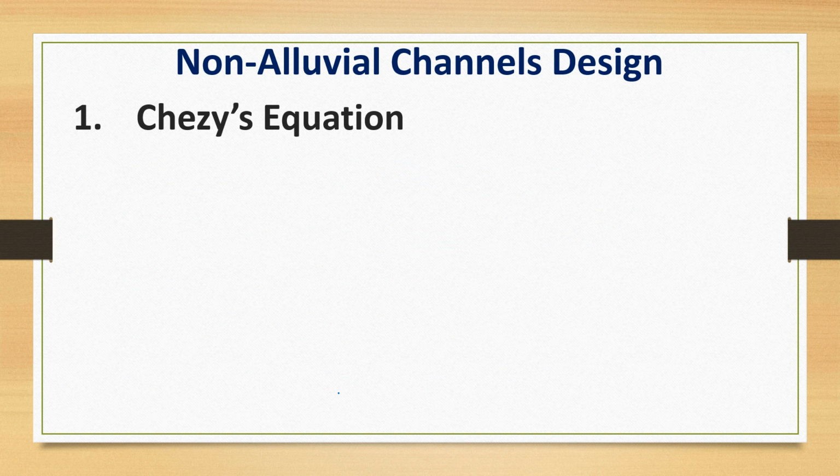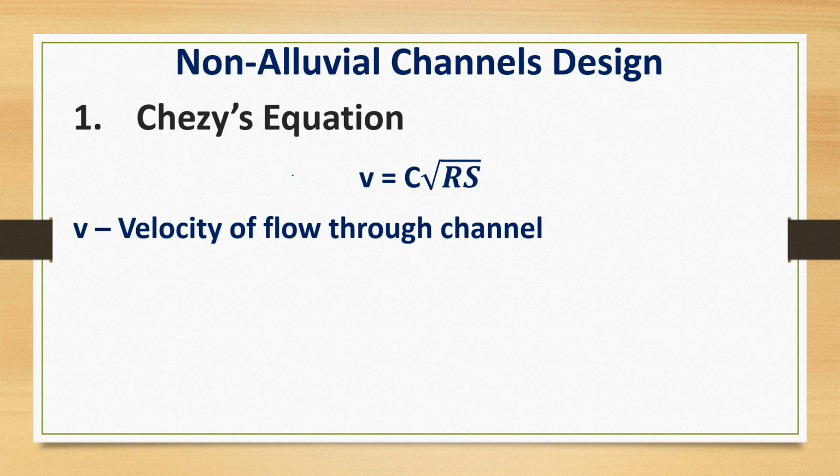So for designing the non-alluvial channels, we use two equations. The first one is Chezy's equation. This is a very simple equation. Here we can see that V is equal to C times the square root of R times S. Here, what are these factors? V is the velocity of flow through the channel, and C is the Chezy's coefficient.